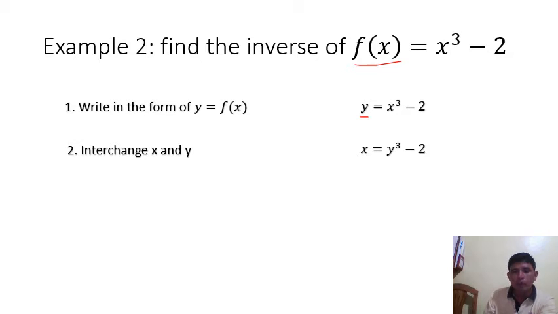When you interchange, the exponent stays. For example, this one, x cubed, when replaced, y has no exponent, so it is x only, and then y becomes the one that is cubed. Okay, next is solve for y in terms of x.